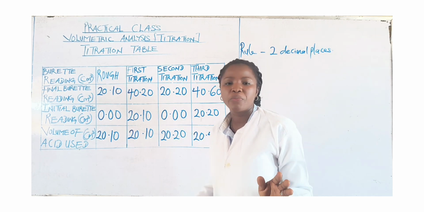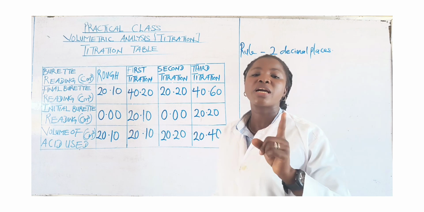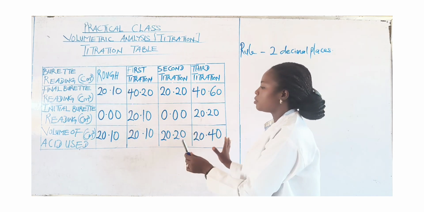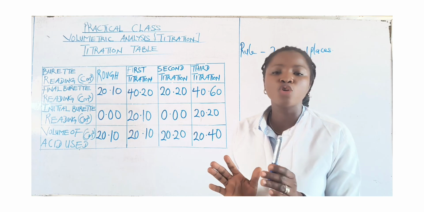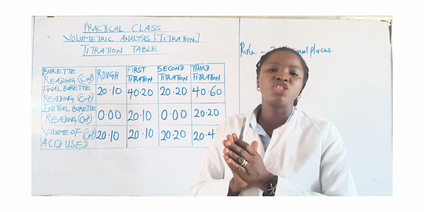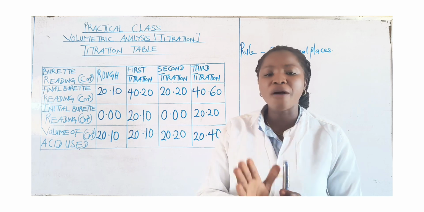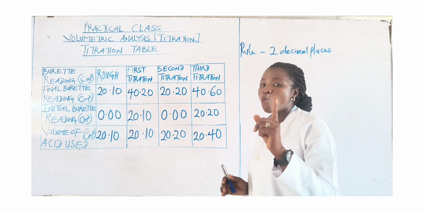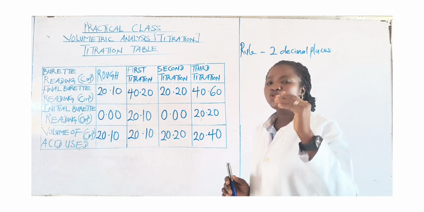Now, this table is very important. With that table, you cannot do any calculation in practical chemistry. So after having your table, the next thing you have to do is calculate the average volume of acid used. What do I call it? Average volume of acid used. You have to calculate it. But how do we do that? There's a rule to that.